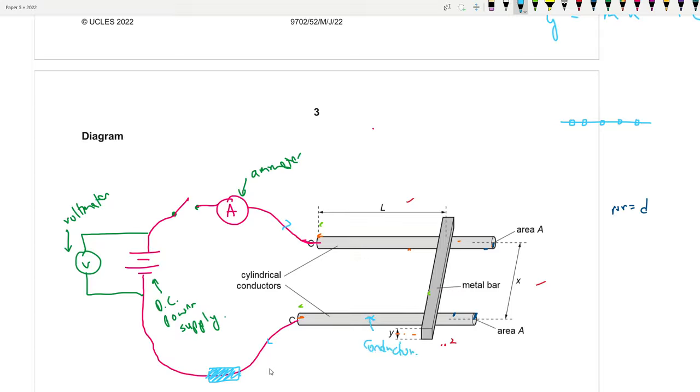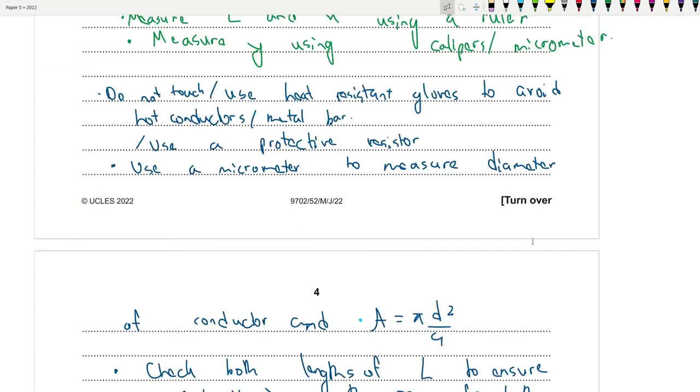You need to label the DC power supply, the voltmeter, the ammeter, the protective resistor, if you do draw it, by the way. Okay, so why don't we move on to question number 2 now.